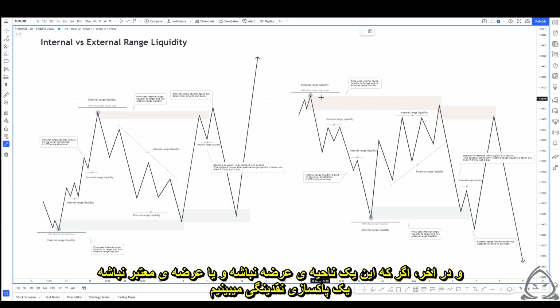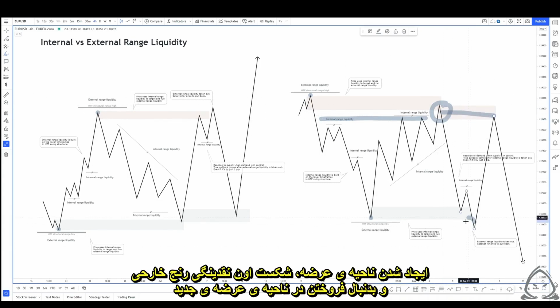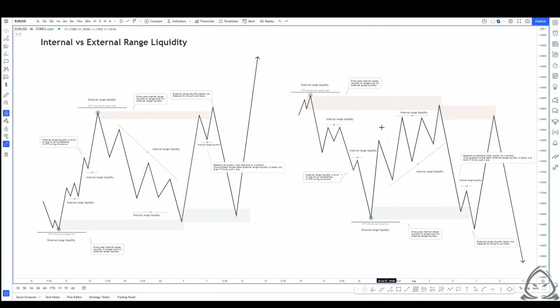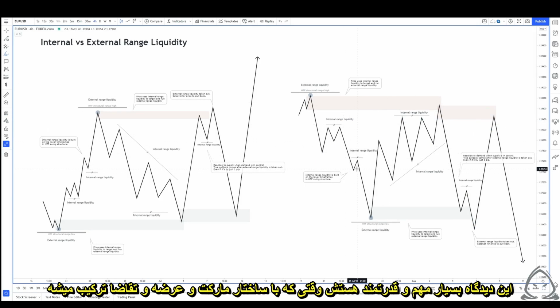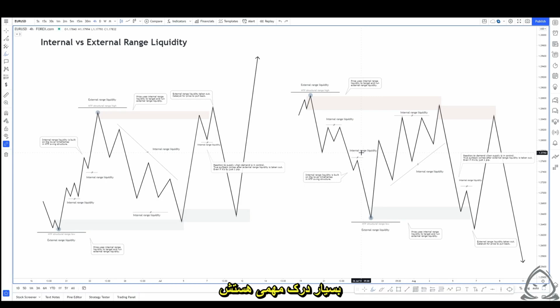And then finally, in the event that this ends up not being a valid supply zone, what we could see is a sweep of liquidity, a creation of a supply zone, and then a break of that external range liquidity, and then looking for sells at the newly created supply zone. This concept is incredibly important, and it's incredibly powerful when we combine it with market structure and supply and demand. Understanding where orders are resting in the market and why price gravitates to those areas is incredibly important to understand.